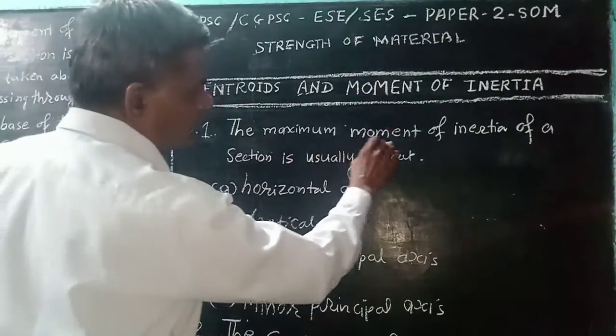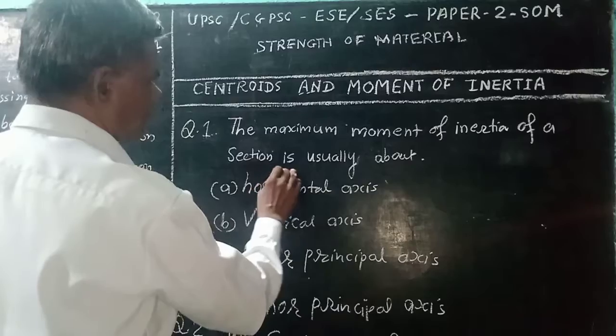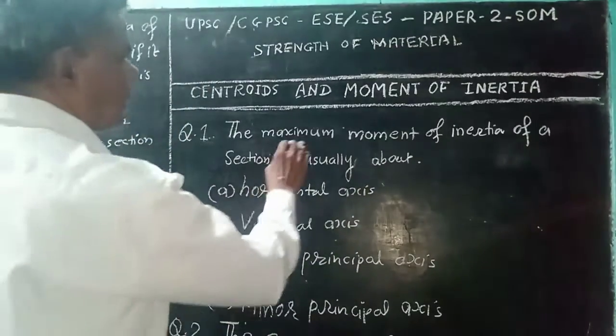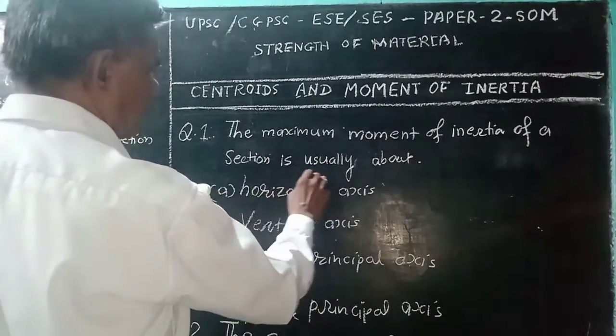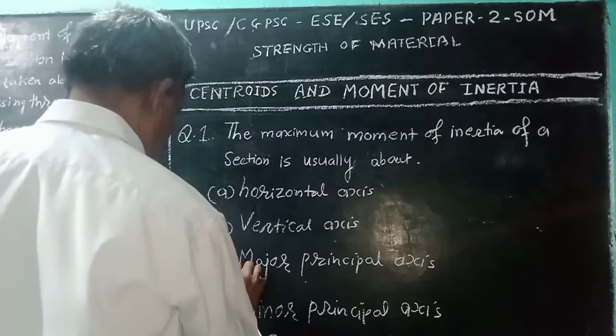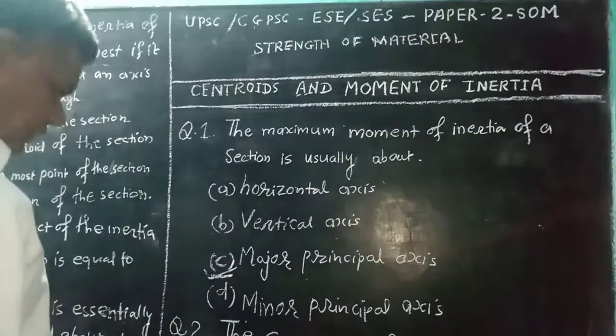The maximum moment of inertia of a section is usually about the major principal axis. The answer to this is the major principal axis.